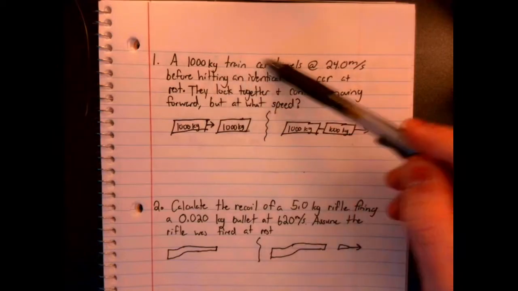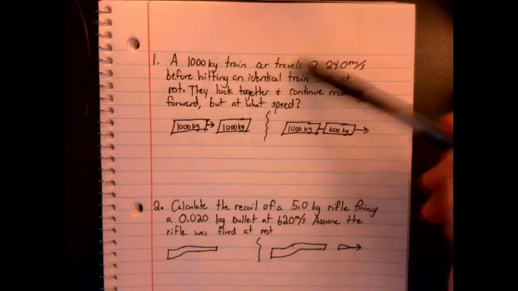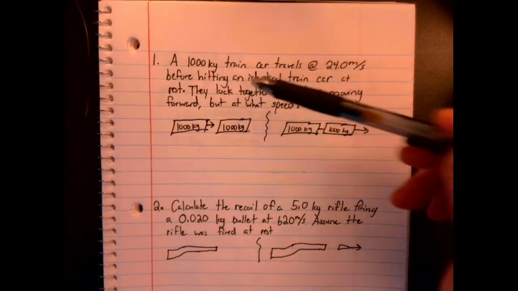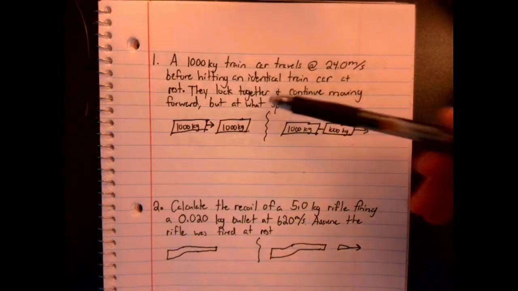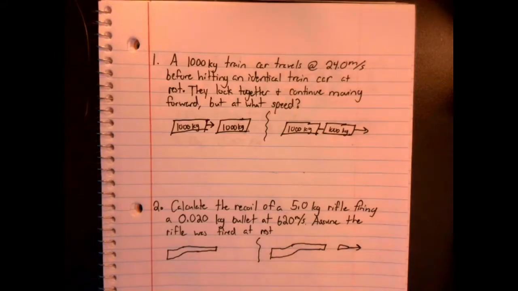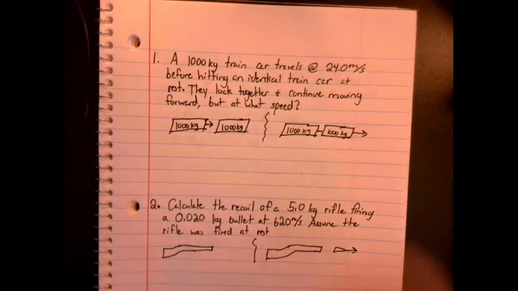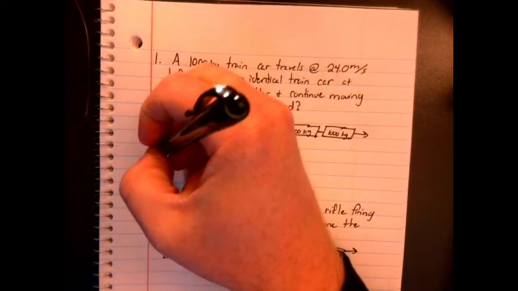We have a 1,000 kilogram train car traveling at 24 meters per second before hitting an identical train car at rest. They lock together and continue moving forward, but at what speed? So the first thing that you could do to solve this problem is go through and do the math. So we're going to do that first. That's what I assume most of you would do. But afterwards, we're going to look at another way that we could have considered this problem.